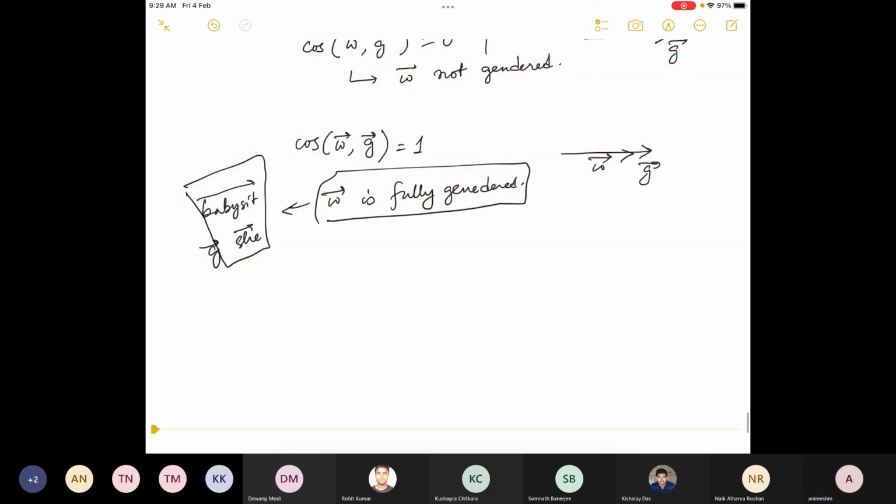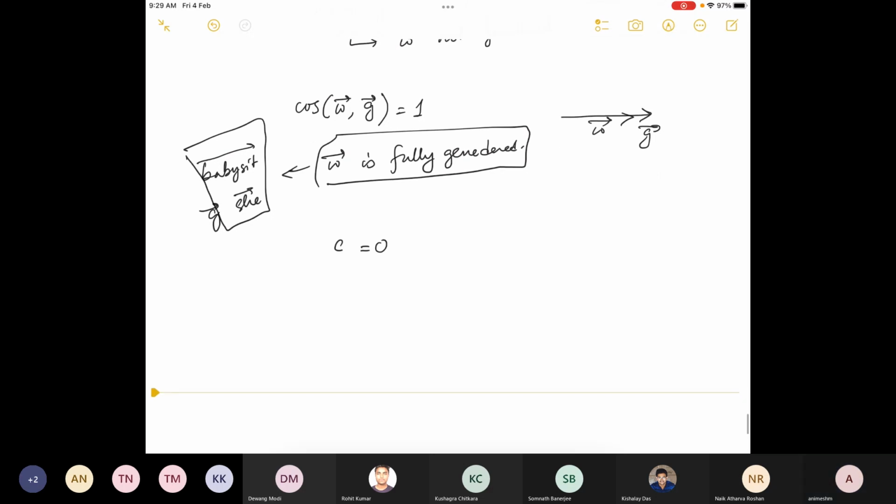Now, what about that c? If c is 0, what does this mean? That power there, that power factor. Again, look at the extremes.